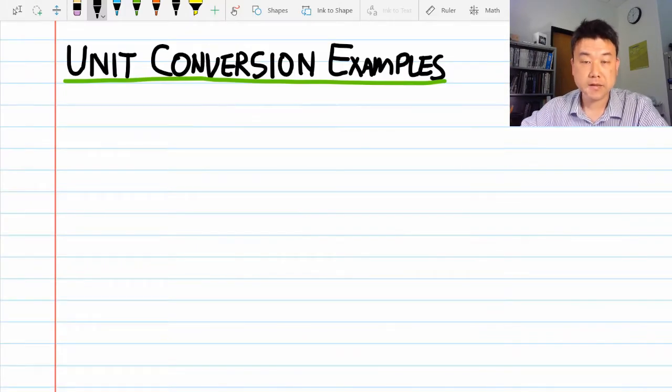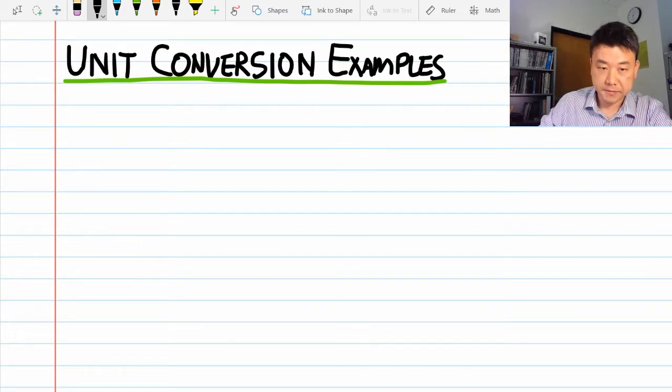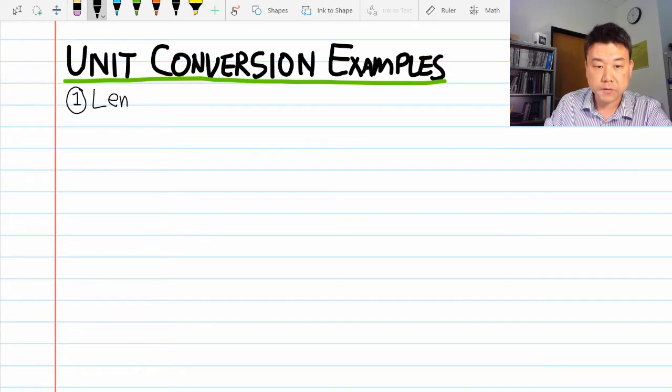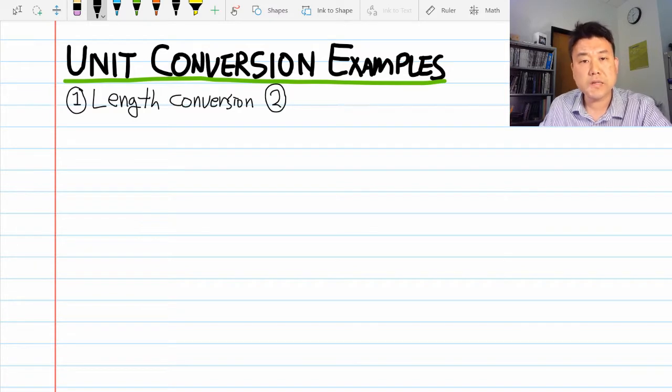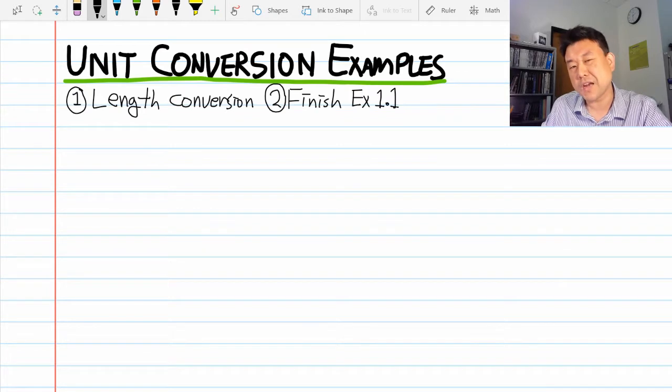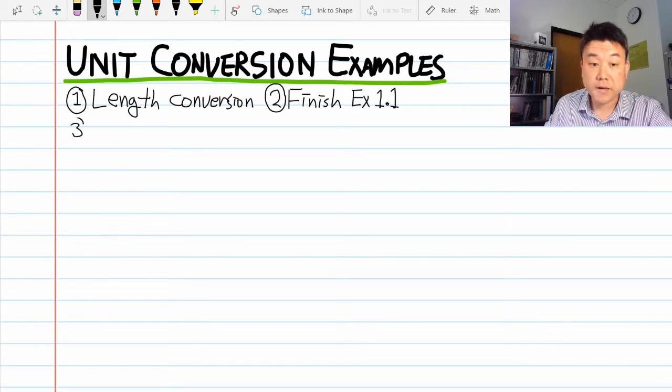All right, let's get started. So we are going to work out three different examples. The first example will be length conversion. For the second example, we will finish up example 1.1 that's in the textbook. Well, by finish, I mean there was a calculation that I wish they did, but they didn't, so I'm going to do it. For the third example, we are going to do conversion of miles per hour to meters per second.